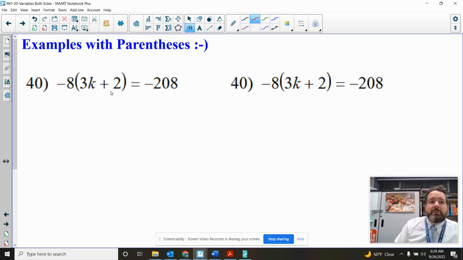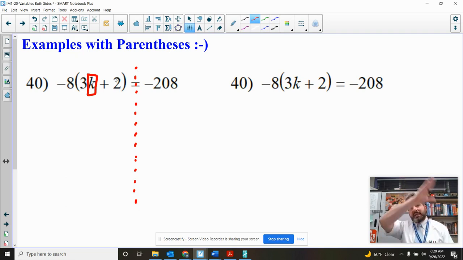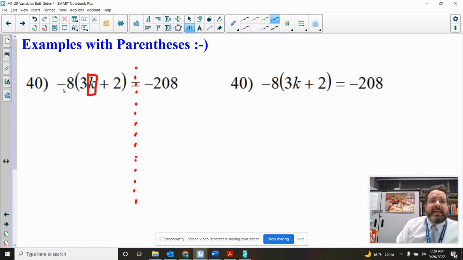Currently, my goal is to get the k by itself, and that means that the -8, the 3, and the 2 all need to be appropriately moved to the other side. What I'm noticing is that it's -8 times this parentheses that has the k in it. The 3 and the 2, they're in there with the k. I'm going to deal with them later. This -8 is what we have to deal with first. I would do it this way. -8 right next to the parentheses means -8 times the parentheses.